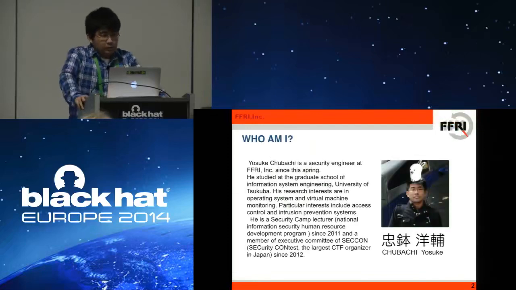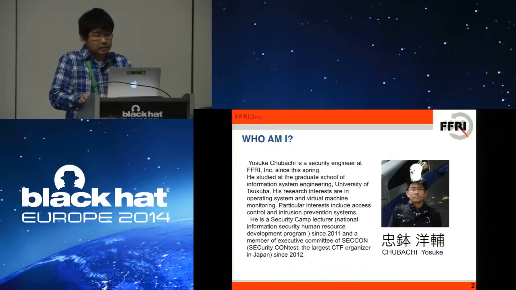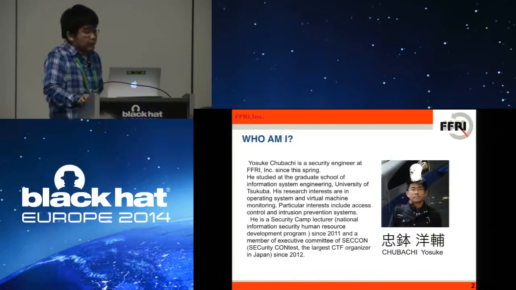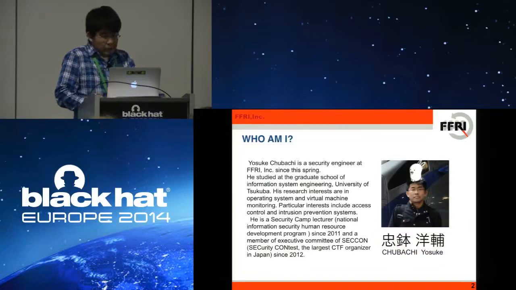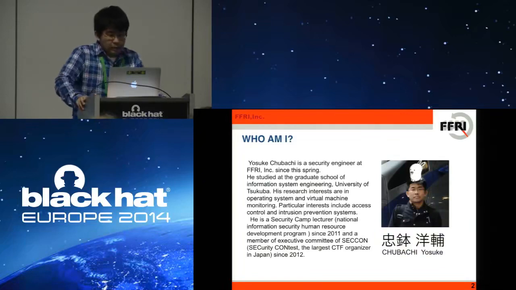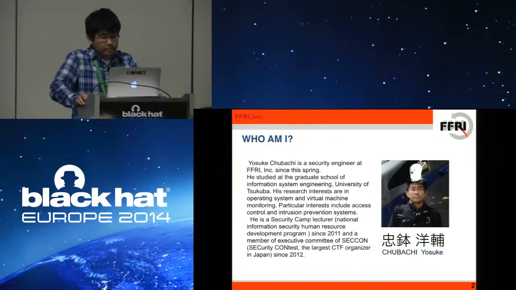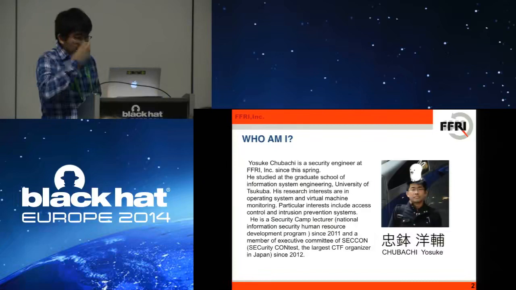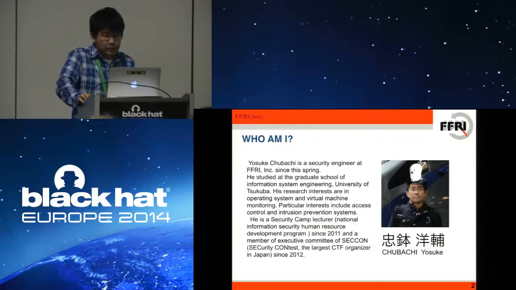Also, allow me to introduce myself. I'm Yosuke Chubachi. Chubachi is my family name. It's a very unusual name in Japan. Please call me Chubachi or Bach. I'm an engineer at FFRI Incorporated in Tokyo, Japan. I've been a PhD student at the University of Tsukuba for 3 years, but still no PhD degree. I never give up on my degree.